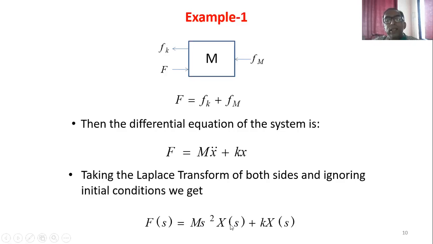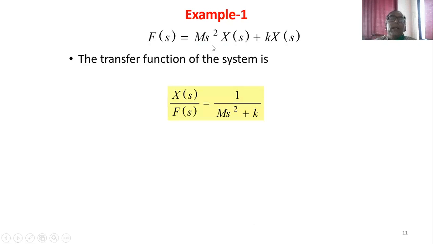So ms square into x of s plus, now instead of kx, k into x as a function of s. So x was a function of t earlier, now it has become x as a function of s. So by taking Laplace transform, I convert the time domain differential equation into a Laplacian domain simple algebraic equation. Now I take x of s common, and what remains is F of s is equal to the bracket ms square plus k, complete, multiplied by x of s.